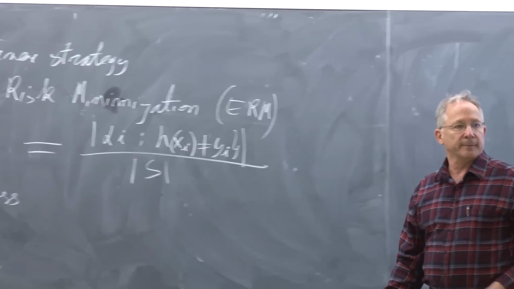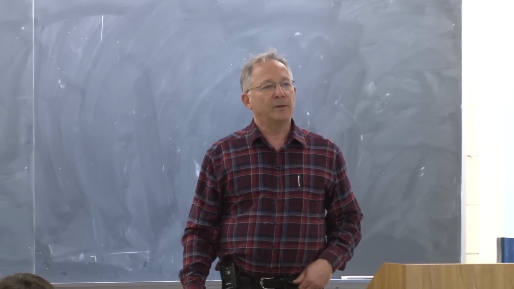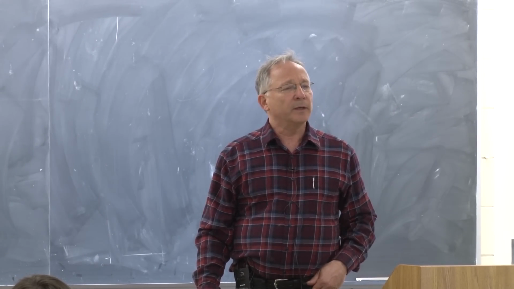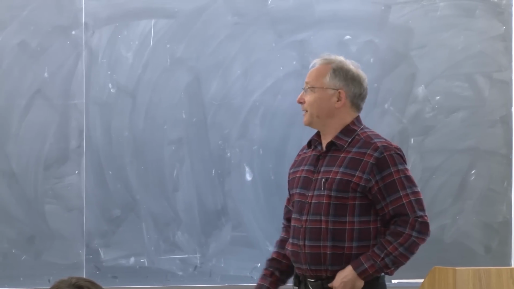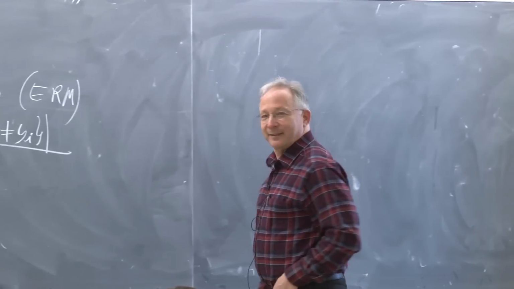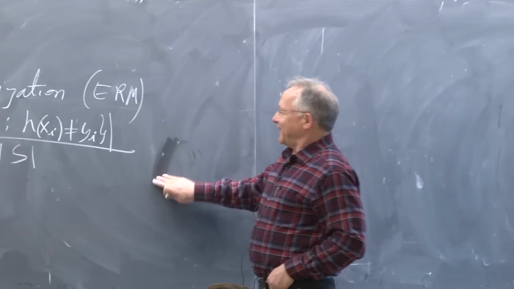Question now? Yes? If you can pick H freely, why would this ever be more than 0? If the learner is trying to pick H, why would this be more than 0? You're running a little bit ahead of me, but only 5 minutes ahead of me, which is good. I will catch up with you soon.